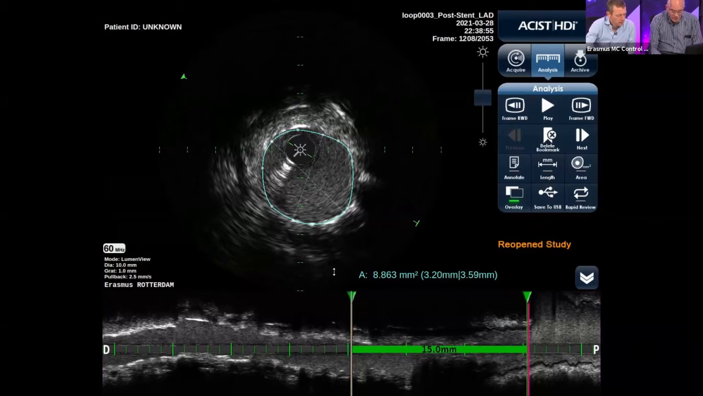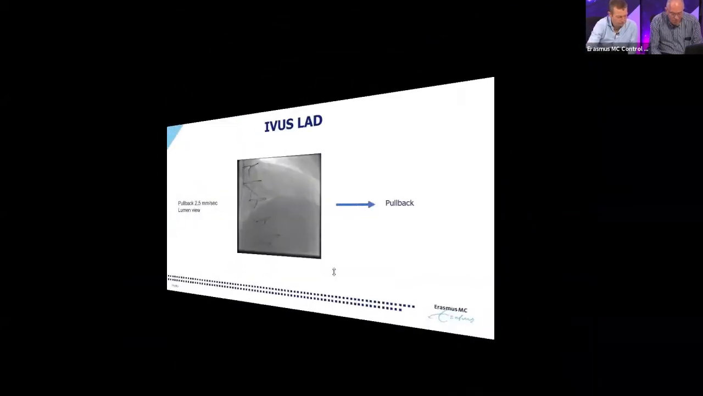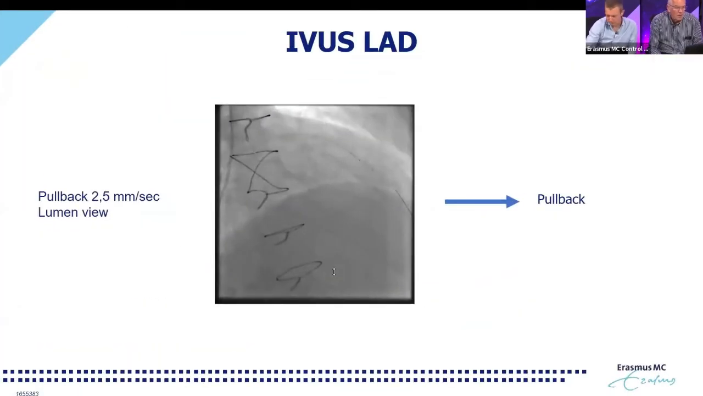Yep. What did they take? So in this case, they indeed took a 4.0 by 13 stent. So I think that fits a little bit with what I mentioned in the proximal LAD, of 2 millimeters of leeway to make the stent a bit shorter. So if you go back to the slides, we can see that.